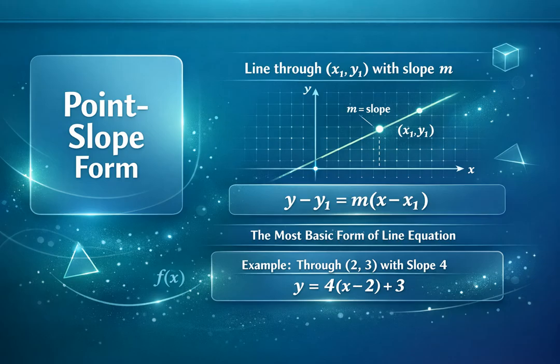The point-slope form gives the equation of a line through a given point with a given slope. If a line passes through (x1, y1) with slope m, its equation is y minus y1 equals m times (x minus x1). This is the most basic form of a line equation. For example, a line through (2, 3) with slope 4 has equation y minus 3 equals 4 times (x minus 2).